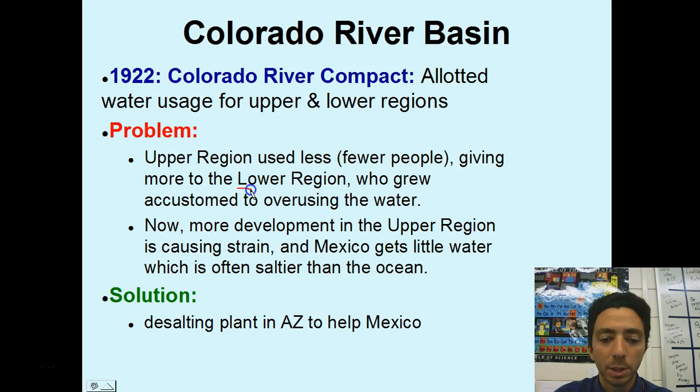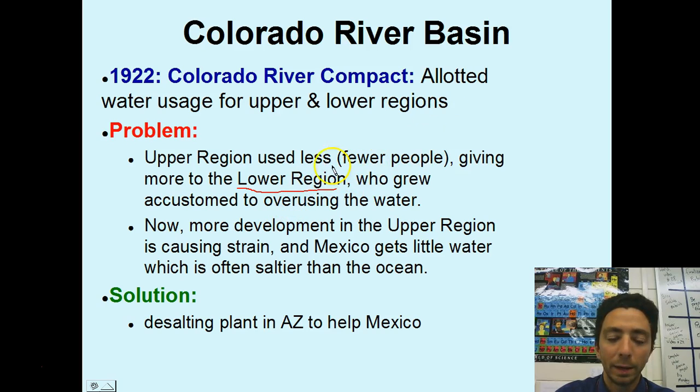And so the lower region, they grew accustomed to using more water, and they developed industry and built towns and people and stuff like that. And so you have this unequal usage or unequal allotment.